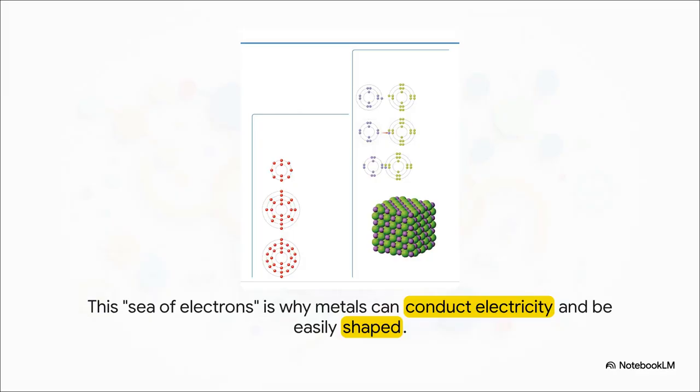This sea of electrons is what holds the whole metal structure together so strongly. And because those electrons are free to move anywhere they want, that is exactly why metals are so good at conducting electricity and heat. That sea of electrons is like a superhighway for energy to travel through.